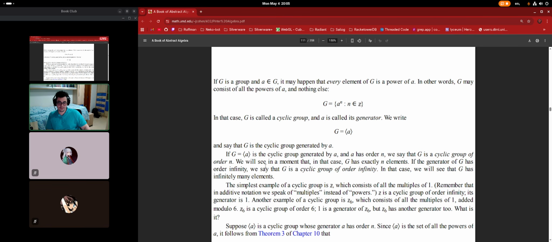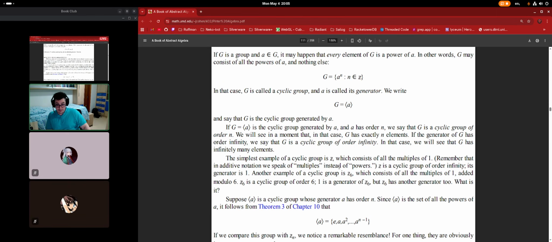I don't remember, there was a terminology for this angle brackets thing, but if this is true, a cyclic group generated by A, and A has order n, we say that G is a cyclic group of order n. We'll see in a moment. In that case, G has exactly n elements. If the generator of G has order infinity, then we say that the order is infinity, and it has infinitely many elements. Cool. The simplest example is the integers, which consists of all the multiples of 1.